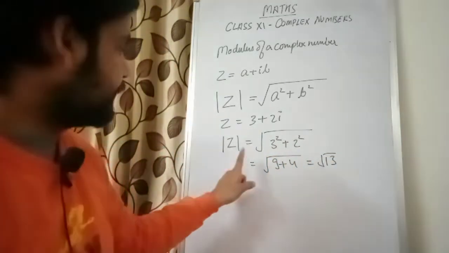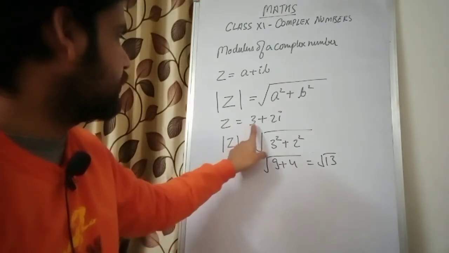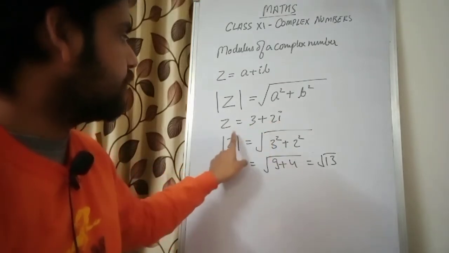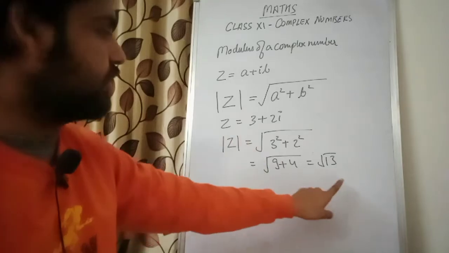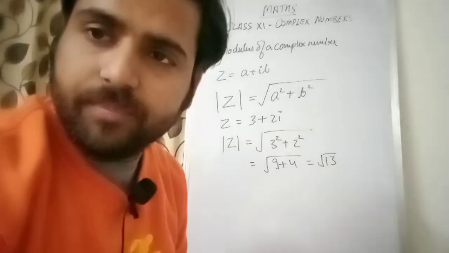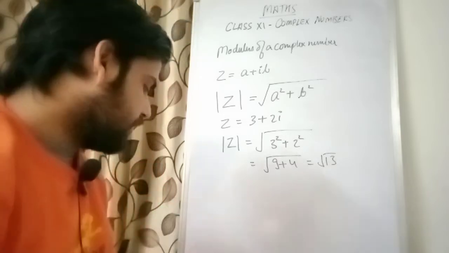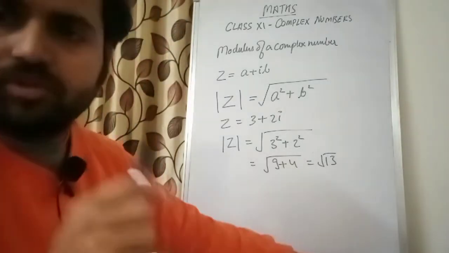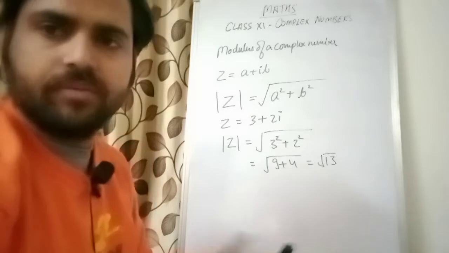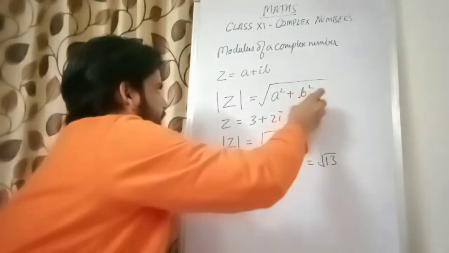So modulus of z, which is 3 plus 2i. The modulus of this complex number is what? Root 13. Modulus will never be negative. It will always be positive. Okay. Now we have one more here, conjugate. Since we have told you in the previous one, so let's do it again here.